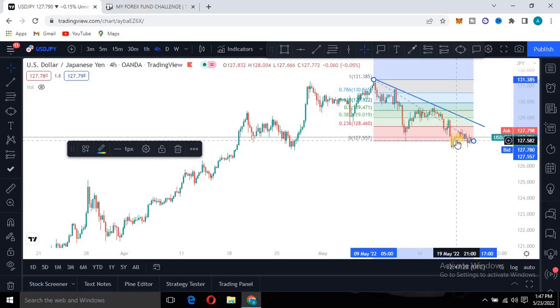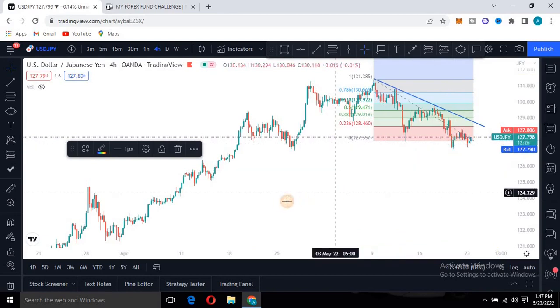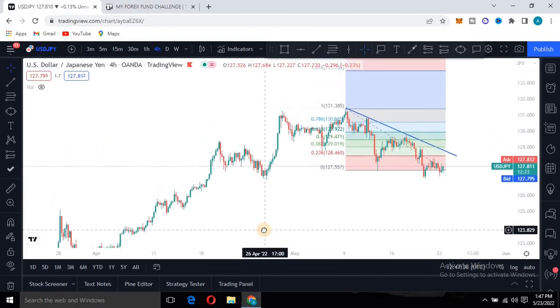All right. So this is the tool you can be using. Combine two of them, which are the trend line and the Fibonacci level. You will see that your chance of being very profitable is very, very high.